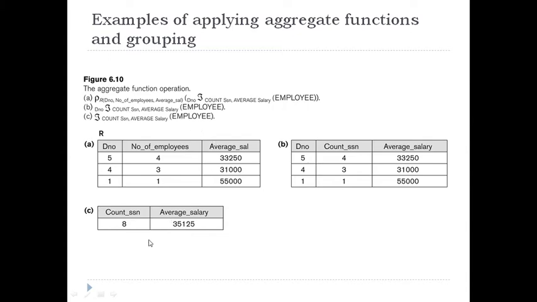And here we will take the count of SSN and then average salary from the employee. So count of SSN means here we have not applied any grouping. So directly it will take the total number of tuples in the relation.